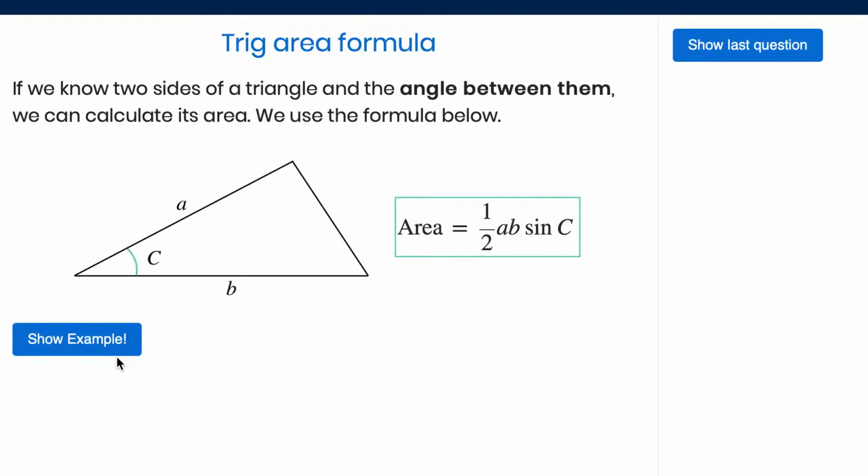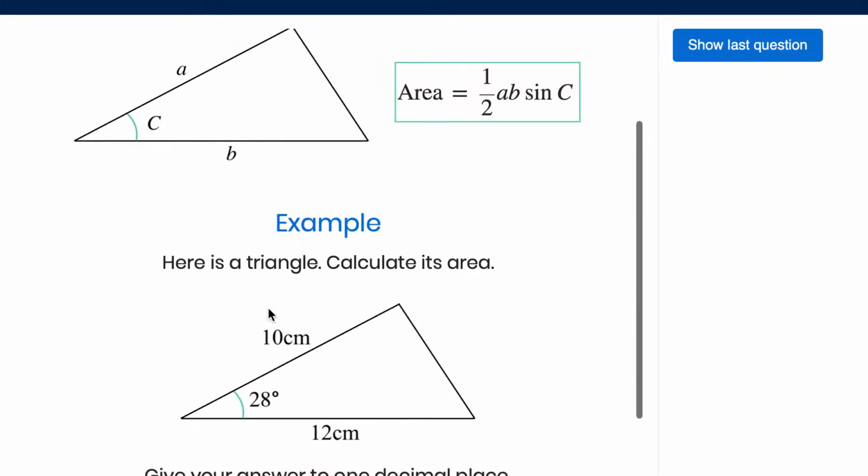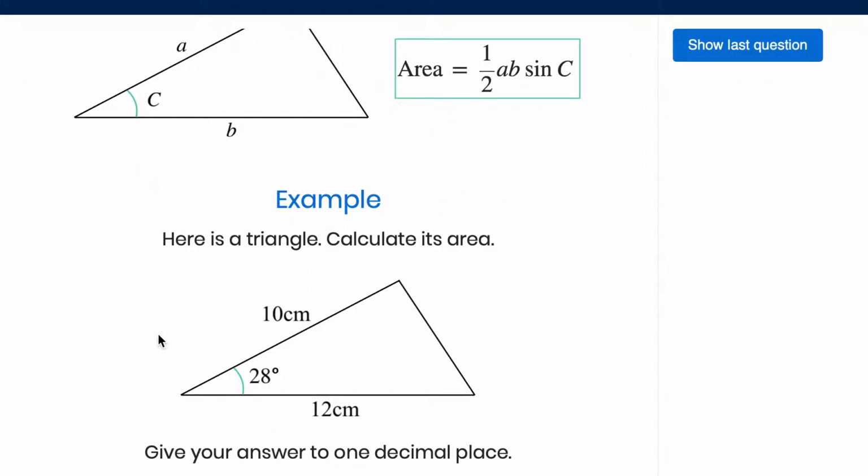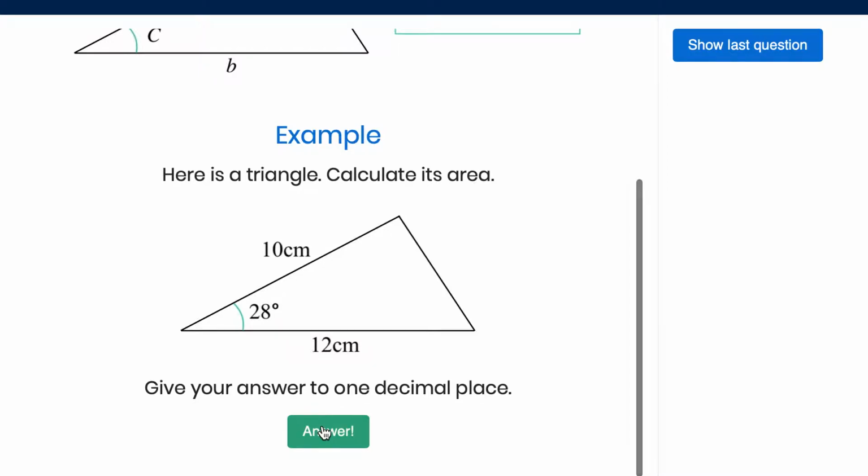Okay, so here is an example. Calculate the area of this triangle. It has two sides of length 10 centimeters and 12 centimeters and an angle of 28 degrees between them. Give your answer to one decimal place. Right, so let's see the method.